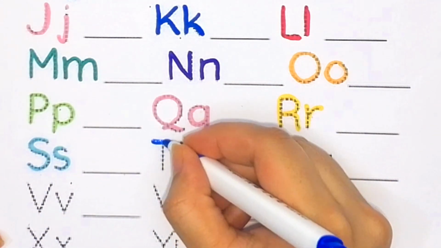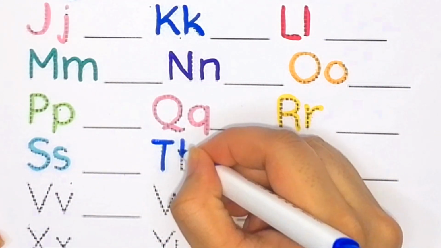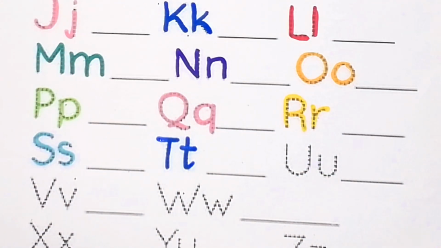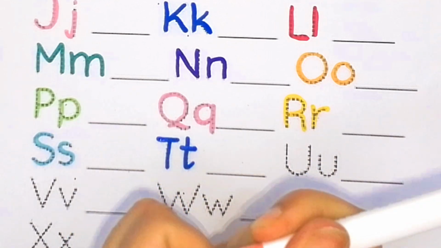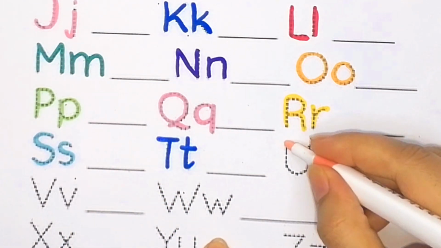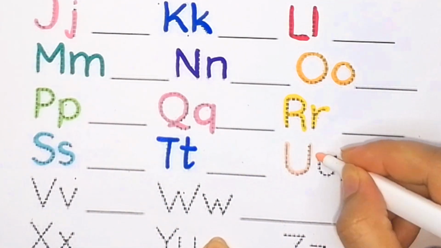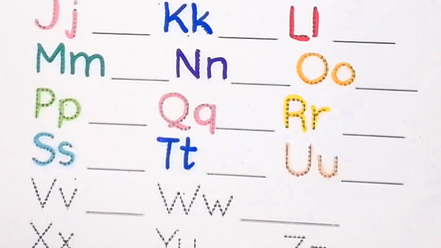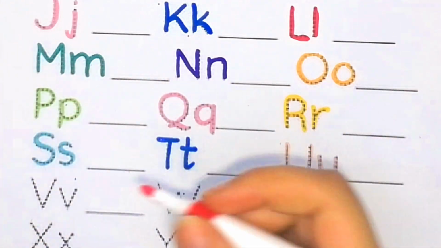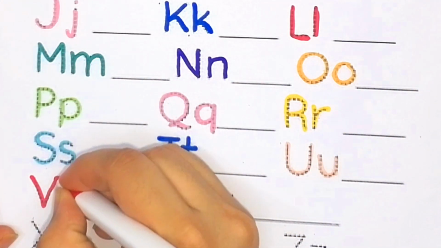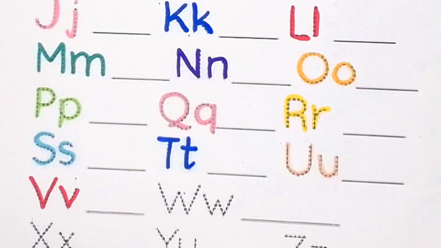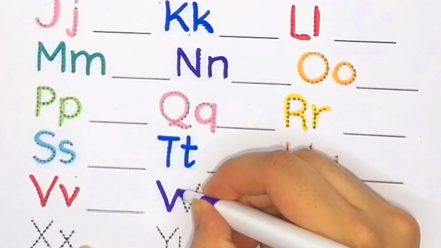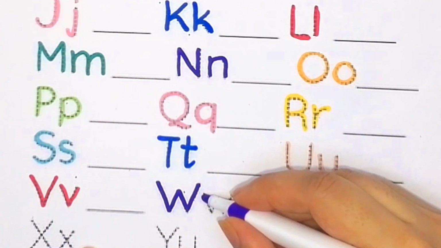Blue color. T for tiger. Peach color. U for umbrella. Red color. V for van. Purple color. W for watermelon.